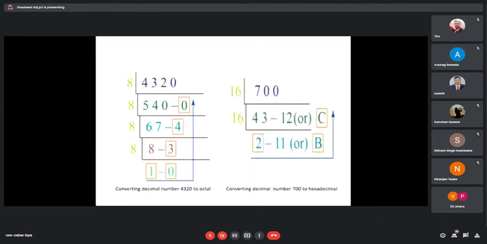We can see an example here. 4320 is a decimal number. Now we are converting it into an octal number. So as we said, we will identify the base of the required number system to which we have to convert. 8 is that number, as the octal number system has 8 as its base. So we will divide the decimal number by 8. We will keep on progressing until we get the last quotient as 10, and we will read from bottom to top: 10340. Another example on the right hand side is conversion of the decimal number 700 to the hexadecimal number system. We can see that alphabets appear because the hexadecimal number system uses alphabets.